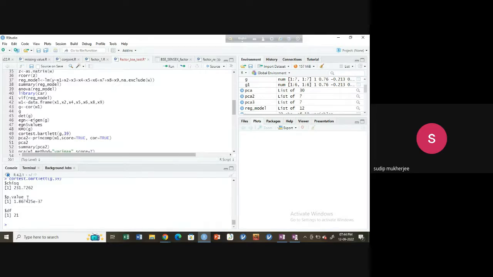Yes, sir. Any doubt up to this? Up to this, it is clear. So the first part is done. What are the conditions? You have to check KMO, the determinant value, and the Bartlett value. All these values depend on correlation. So we are defining G as the correlation matrix, and we use the correlation matrix to calculate the KMO and the Bartlett.